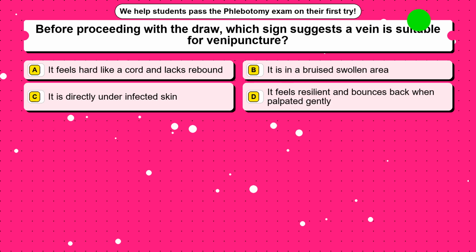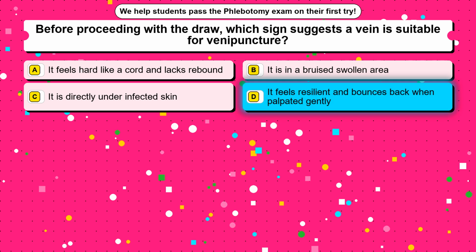Question 12. Before proceeding with the draw, which sign suggests a vein is suitable for venipuncture? Option A. It feels hard like a cord and lacks rebound. Option B. It is in a bruised swollen area. Option C. It is directly under infected skin. Option D. It feels resilient and bounces back when palpated gently.